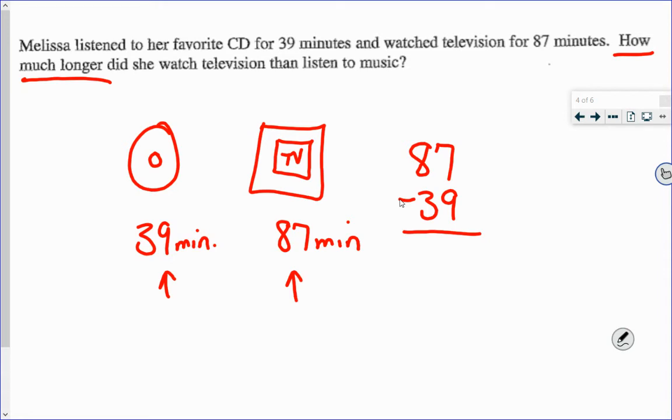All right, so let's subtract this. Can't take 9 from 7, so we have to borrow from the 8, makes that 7. Add 10 to the 7, which makes it 17. 17 take away 9 is 8. And 7 take away 3 is 4. Now, you will have a calculator on this. So, Melissa watched television 48 more minutes than she listened to music.